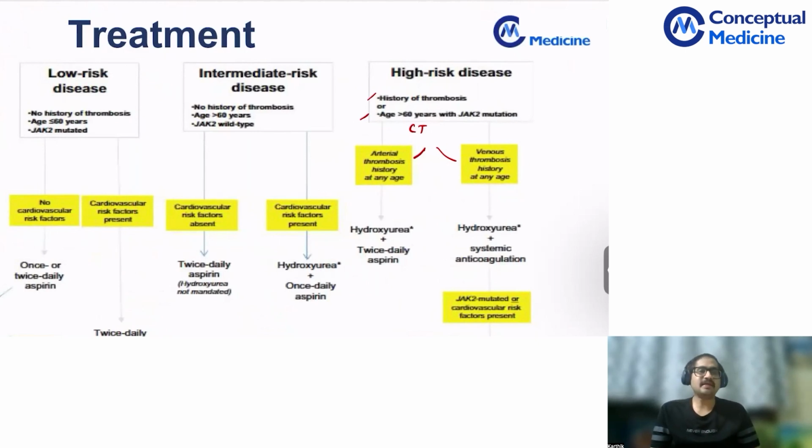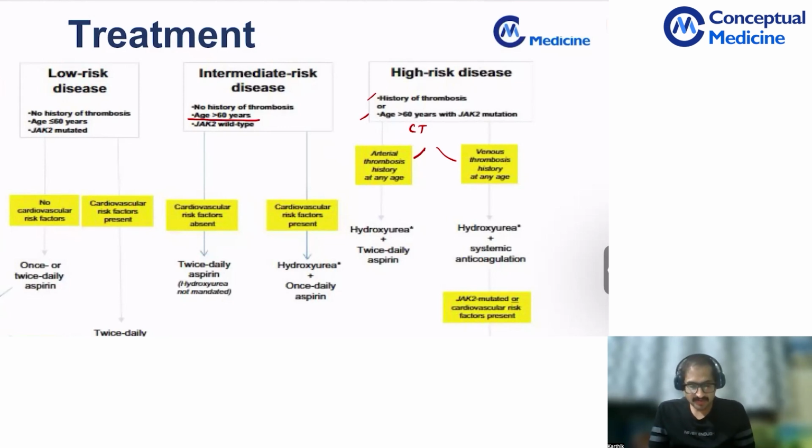Then what is intermediate risk? Even age more than 60 years alone is sufficient to call a patient intermediate risk. Please remember this. Age more than 60 with JAK2 mutation is high risk. Even age more than 60 with a normal JAK2, JAK2 wild type, is also called intermediate risk.